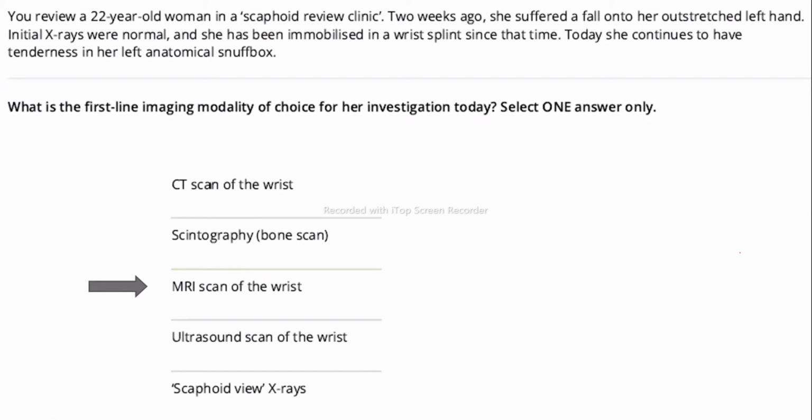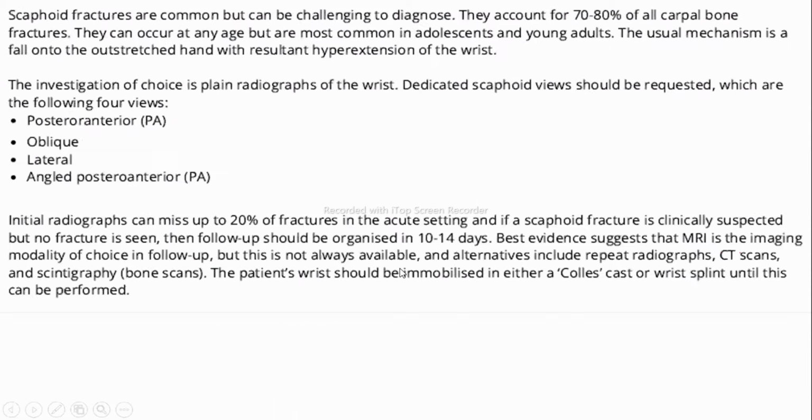If they put in the options repeat X-ray, and they said MRI not available, and you have an option for repeat X-ray and an option for CT scan, according to their guidelines you can repeat X-ray, repeat radiograph, because they mentioned repeat radiography first, right? Yes. So anything they mention first means the priority.